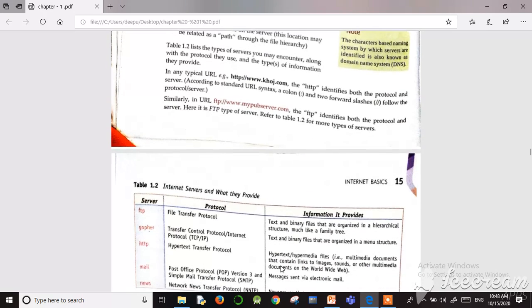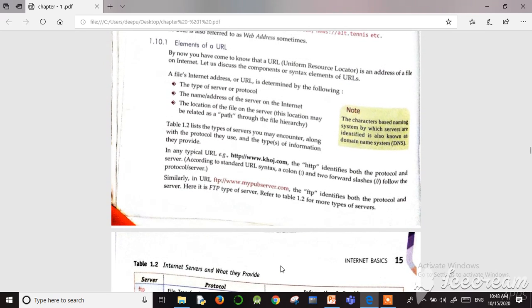So look at that. We already saw the table. In Table 1, we listed different types of servers along with the protocol they are using. In any typical URL, for example http://www.khog.com, here is the explanation. HTTP identifies both the protocol and the server. So HTTP is used as both the protocol and the server.